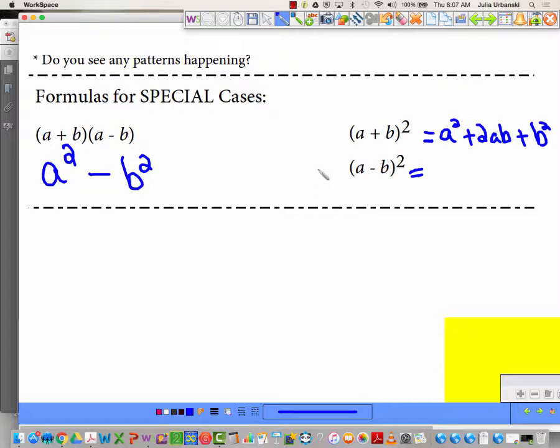Alright, so what would be the only difference here? Since this one was positive, this one was minus, where would we get a minus sign? Right at the 2ab. So it'd be a squared minus 2ab, but this would be a negative b times a negative b, so that one would always still come out to be positive. The last term will always be positive. The only one that can change is the middle one.